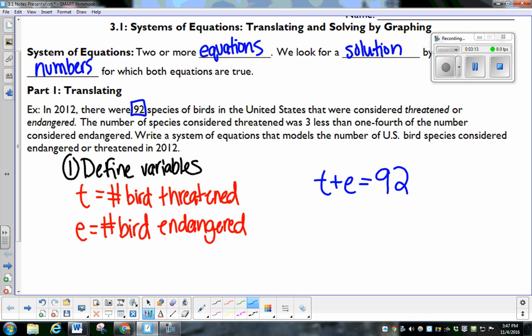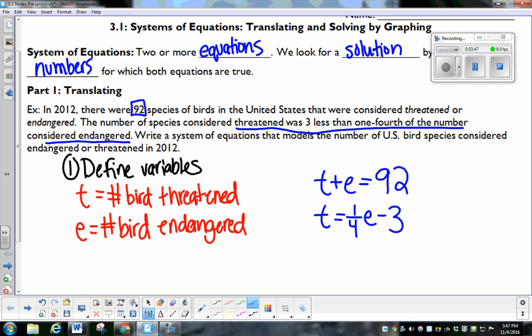Then they give us another hint here. They said that the number threatened is 3 less than 1/4 of the number endangered. So let's try writing that. Threatened equals 3 less than 1/4 of the endangered. So we need to take 1/4 of the endangered, that's 1/4 times E, and we want 3 less than that, so we need to subtract 3 from that. I think that works out. The number threatened is 3 less than 1/4 the number endangered.